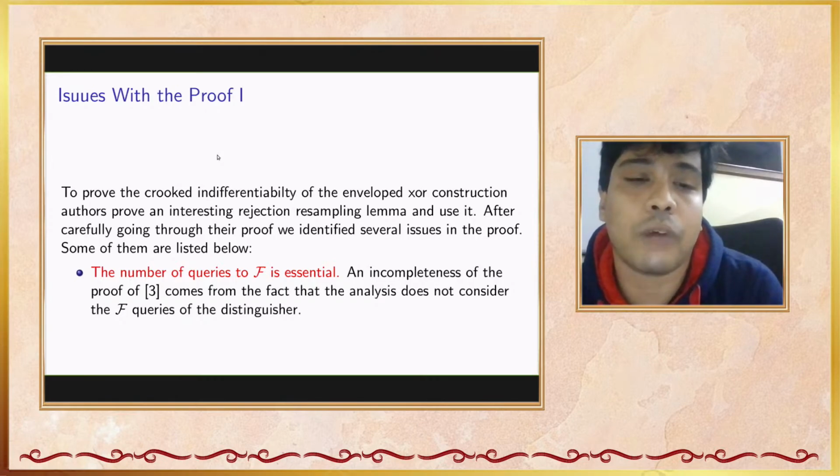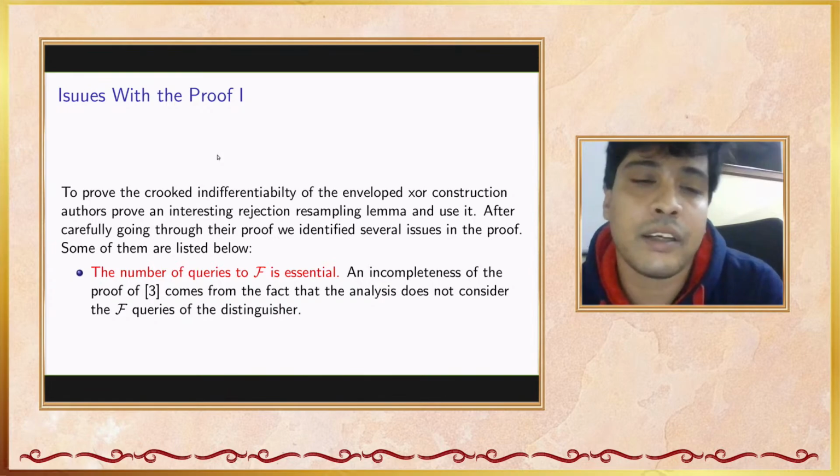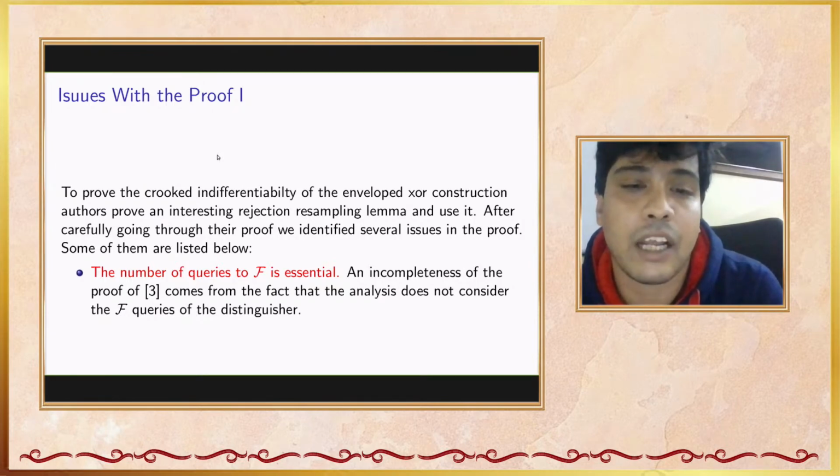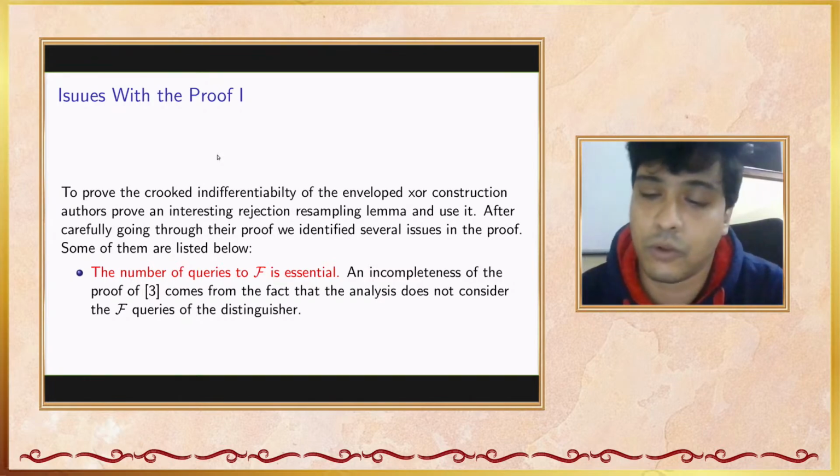One incompleteness of their proof was that they basically did the proof for a single query. They didn't address the case when the adversary can find two messages M1 and M2 whose capital F values are the same, basically capital F of M1 equal to capital F of M2.